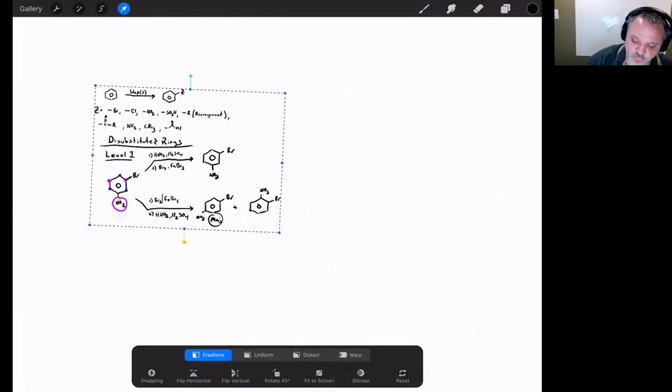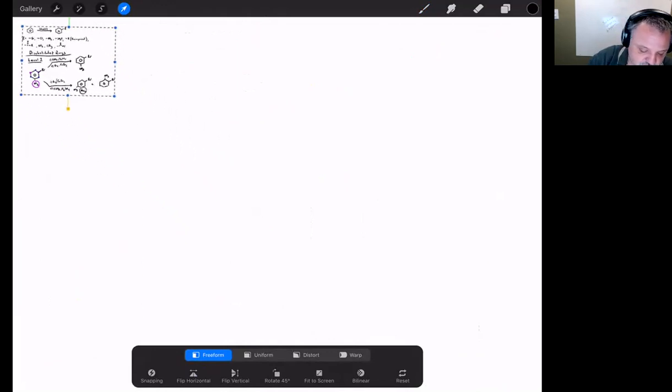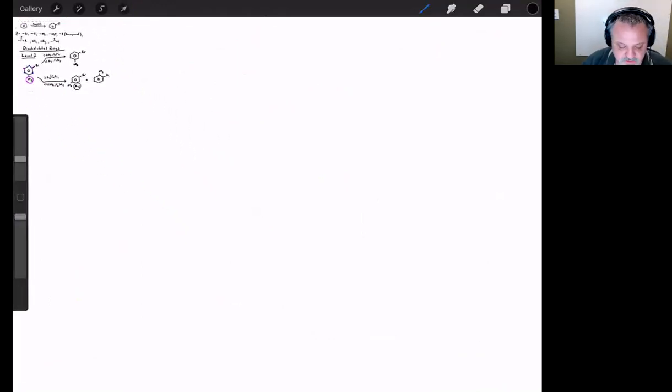Well, that's just level 1 though. So that's just the very basic thought when it comes to disubstituted benzene rings. I'm going to have an example for you at what I'm just going to call level 2. This is the next level.